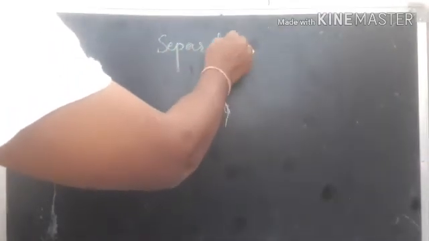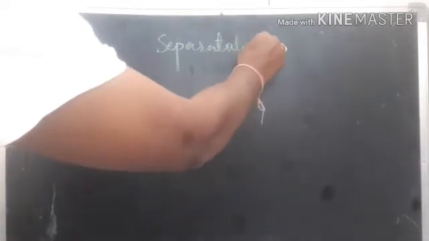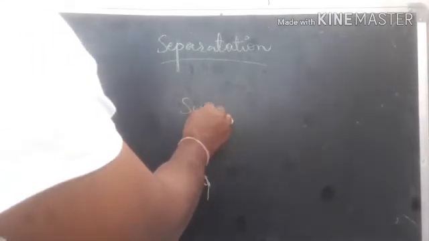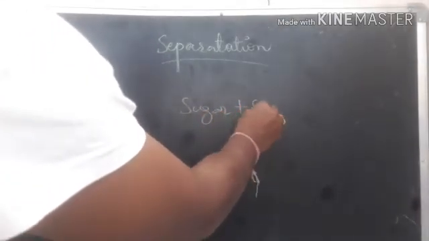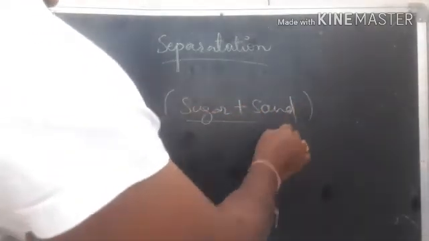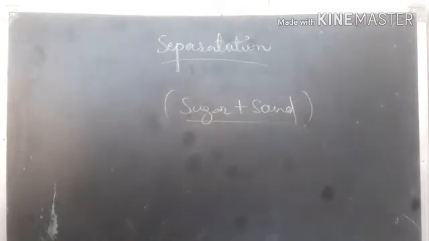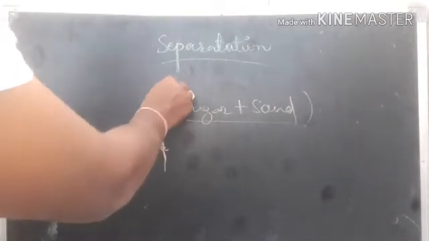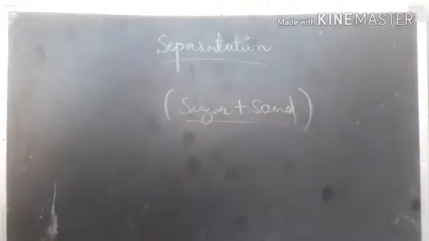In the previous lesson, we already discussed the different types of separation methods, and now let us solve some problems. For example, if sugar and sand are mixed together, now there is a mixture of sugar and sand. How can you separate them? Can you separate these two? Yes. How can you separate?